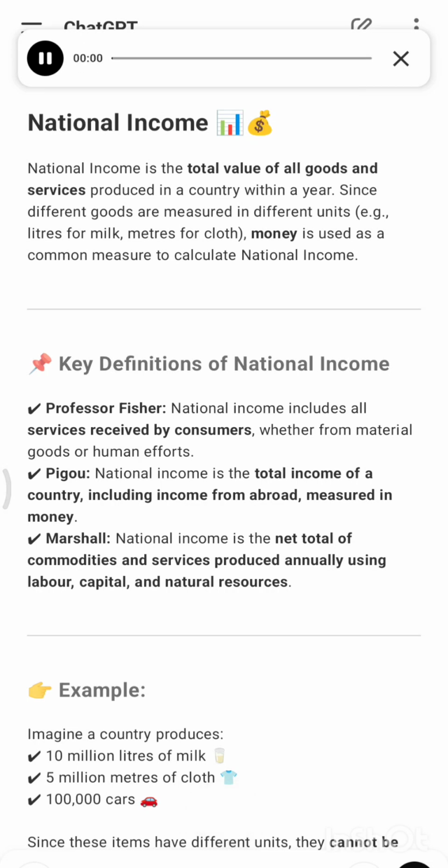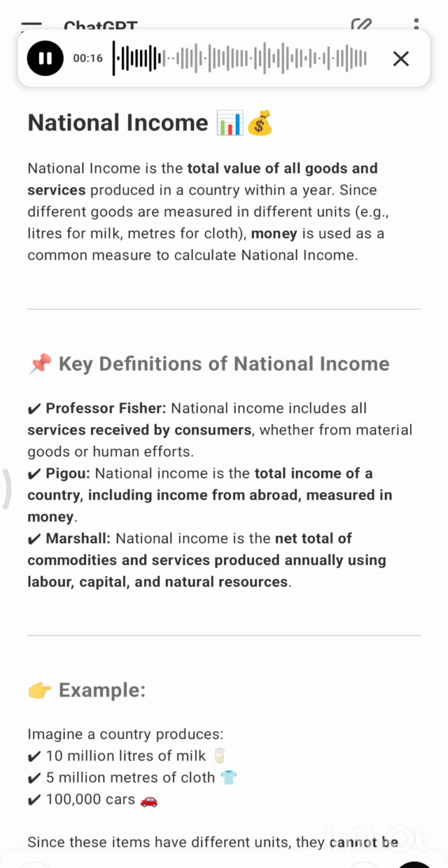National income. National income is the total value of all goods and services produced in a country within a year. Since different goods are measured in different units, e.g. liters for milk, meters for cloth, money is used as a common measure to calculate national income.